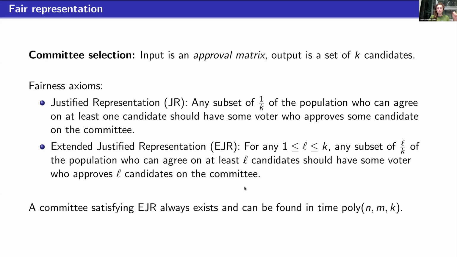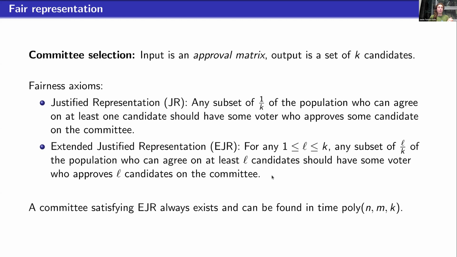Okay, so what we want to ask now is, say that you don't have the complete approval matrix in front of you, and you have to query voters with small subsets T, what can you do to satisfy these axioms?